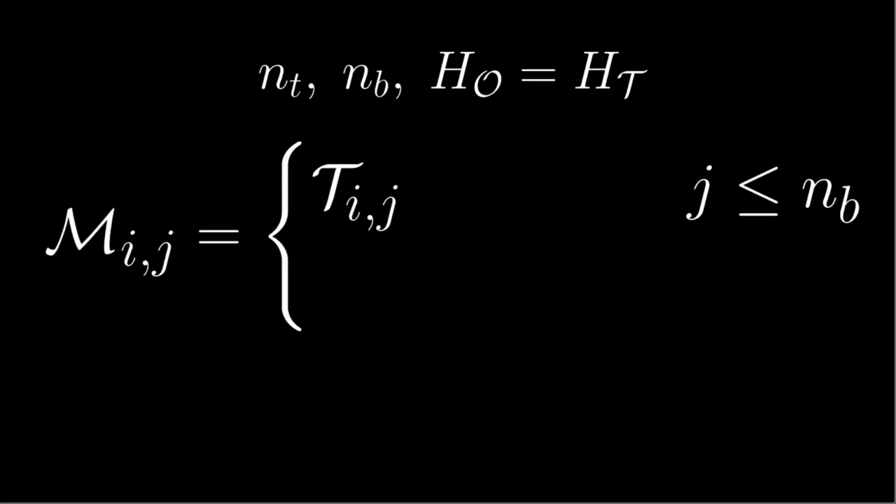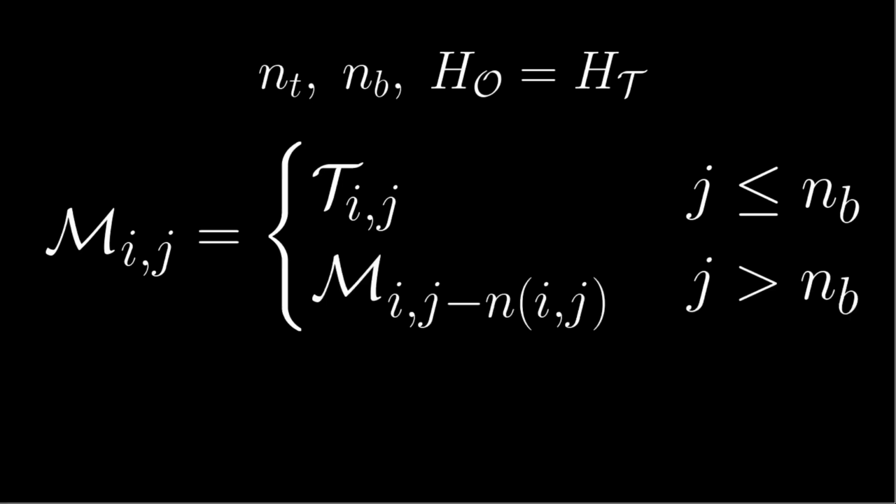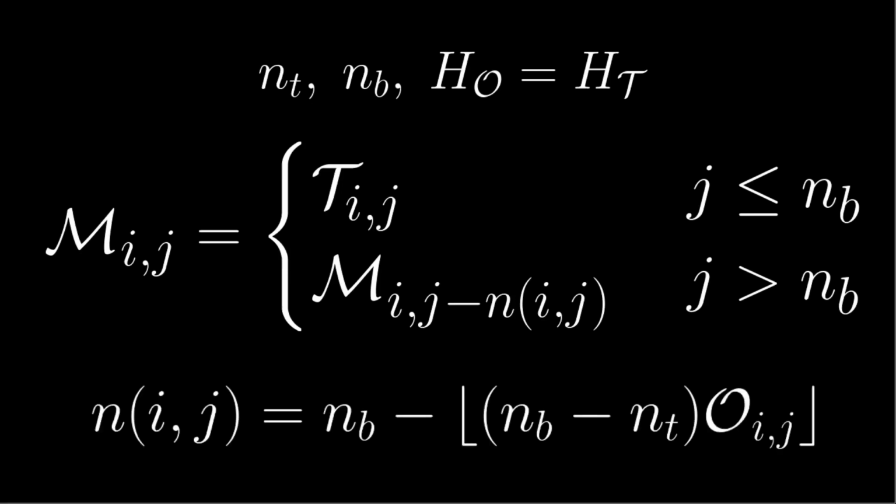Then we can create the magic image in a recursive way. The first nb columns of the magic image will just be identical to the texture image. Then every pixel will be filled with the same color as the one shifted n positions to the left. The value of n for each pixel has to be some integer value between nt and nb, depending on the original depth map matrix. Again, you can take a moment to check that this definition of n of ij is indeed an integer that takes evenly spaced values between nb and nt as the depth map goes from 0 to 1.